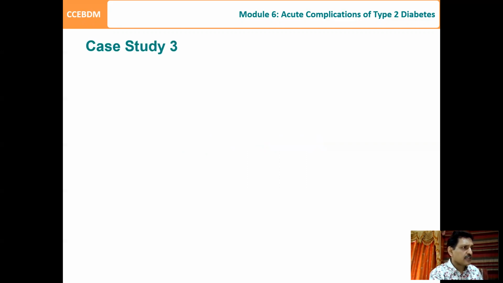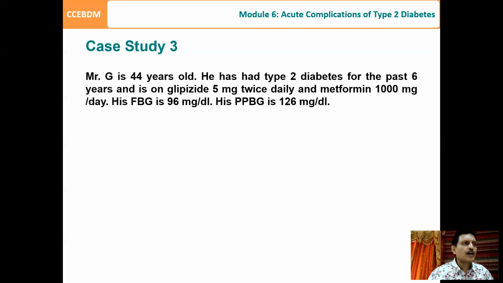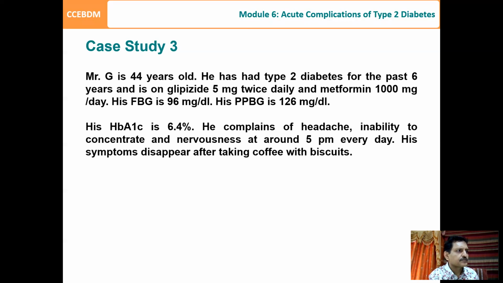So let us have a look into this case study. Mr. G, a 44-year-old who has had type 2 diabetes for the last 6 years, is on glipizide 5 milligram twice daily and metformin 1000 milligram per day. His fasting blood glucose is 96 and PP is 126 milligram per deciliter. Now his HbA1c is 6.4. He complains of headache, inability to concentrate, and nervousness at around 5 p.m. every day. His symptoms disappear after taking coffee and biscuit.